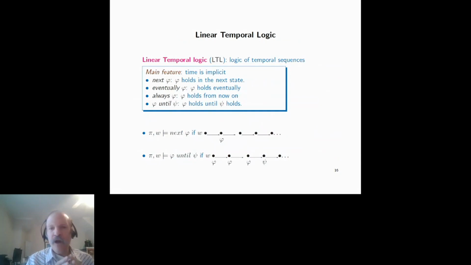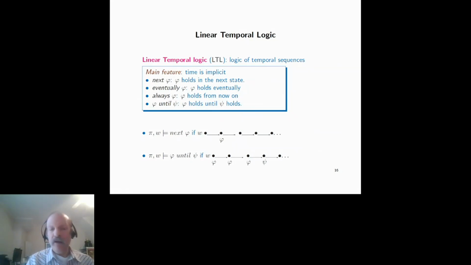So linear temporal logic is propositional logic extended with temporal connectives: next, eventually, always, until. The semantics is very, very simple. You reason about linear discrete traces, so it's a sequence of clock ticks. Next phi just says that in the next clock tick phi will be true. And phi until psi says that phi will be true in all the clock ticks until the clock tick where psi will be true, which must happen eventually.